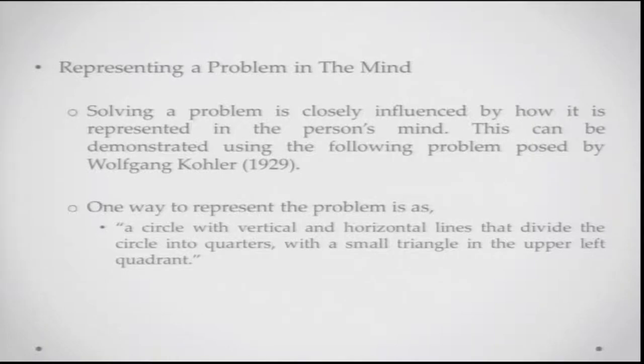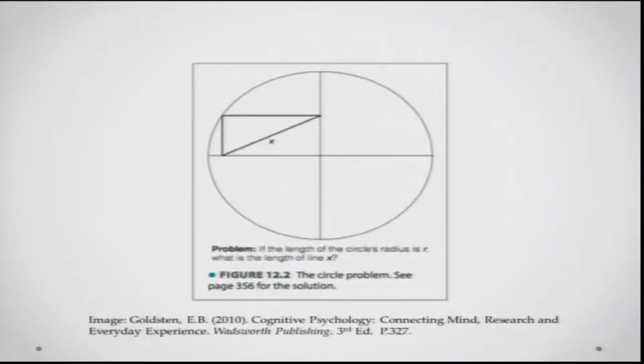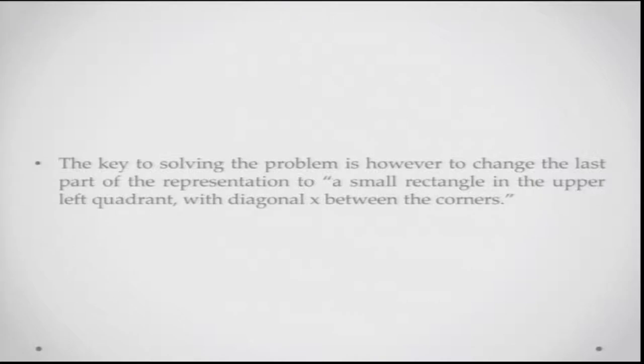After you spend a couple of minutes dealing with the problem in such a way, what you can also do is change the last aspect of the problem. Instead of a triangle, you could just say that a small rectangle in the upper left quadrant is there, and the diagonal of the triangle is x, which is running between the two corners.